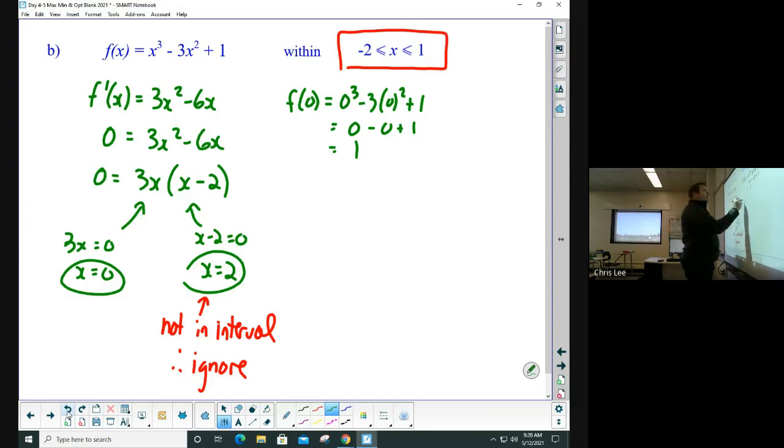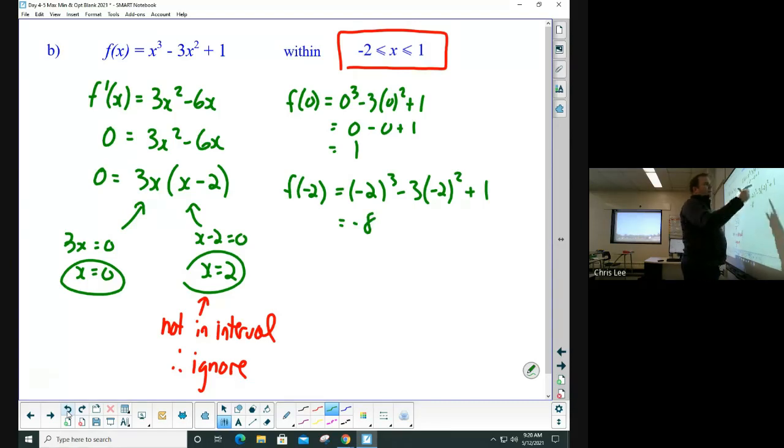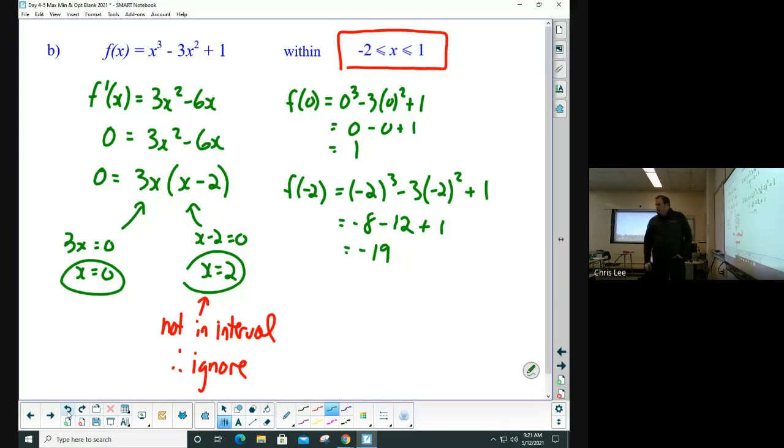All right, but the endpoints are, so let's put in -2. -2 cubed, minus 3 times -2 squared, plus 1, so that's -8. And then -2 squared is a positive 4 times a 3 is -12 plus 1. And I think that gets me -19. So that's a pretty low number. Probably going to be my min, but let's find out.